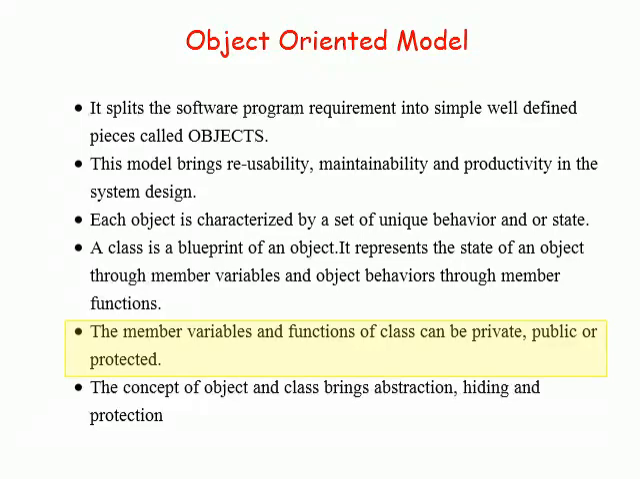Private member variables and functions are accessible only within the class, whereas public variables and functions are accessible within the class as well as outside the class. The protected variables and functions are protected from external access. However, classes derived from a parent class can also access the protected member functions and variables. The concept of object and class brings abstraction, hiding, and protection.